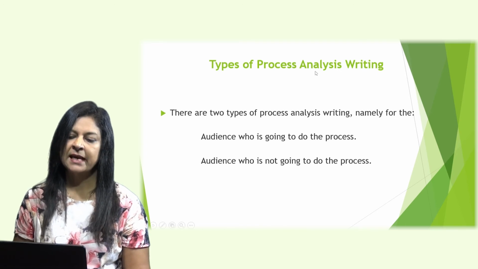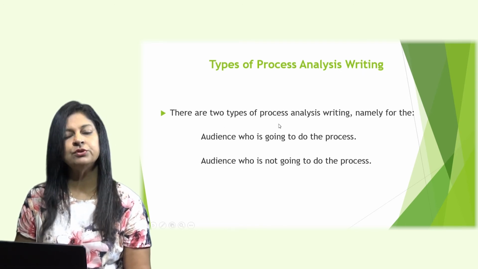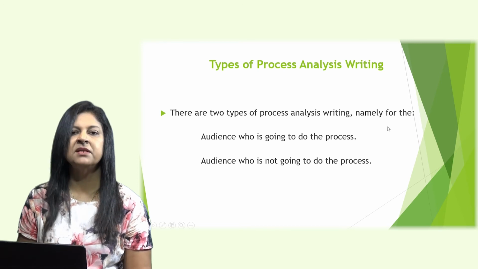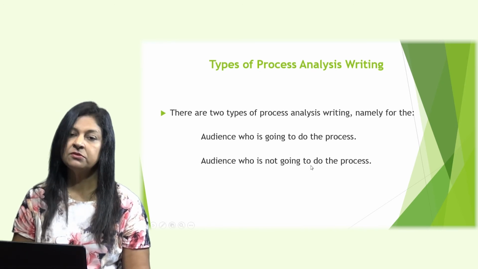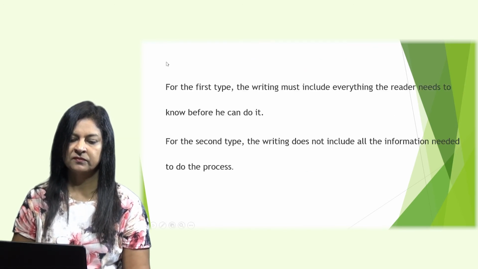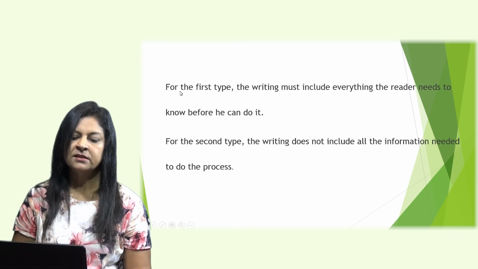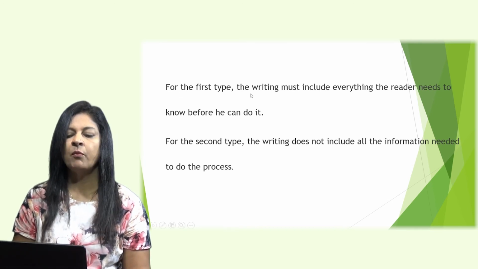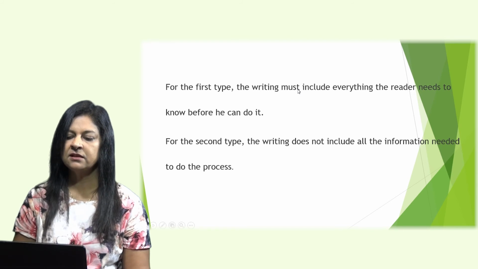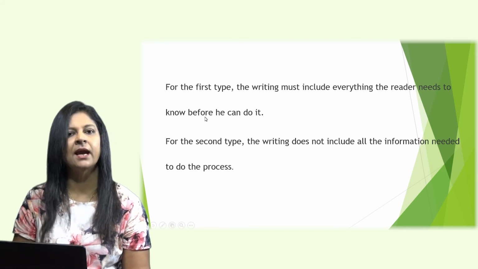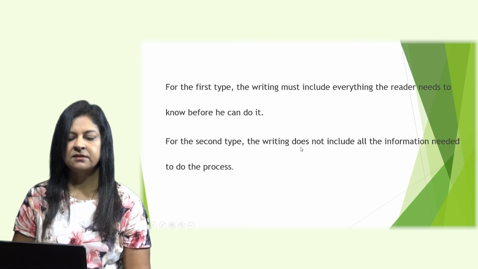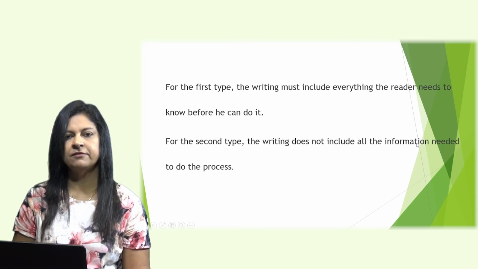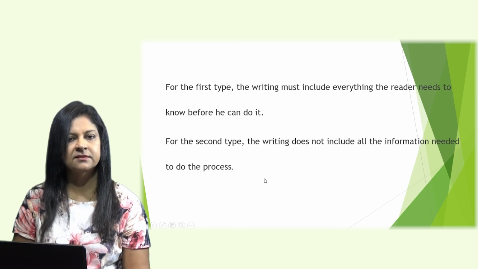Types of process analysis writing. There are two types of process analysis writing, namely for the audience who is going to do the process, and the audience who is not going to do the process. For the first type, the writing must include everything the reader needs to know before he can do it. For the second type, the writing does not include all the information needed to do the process.